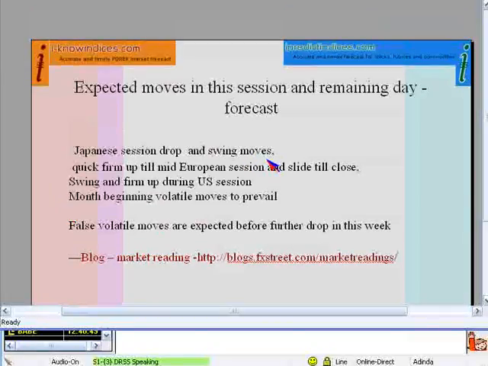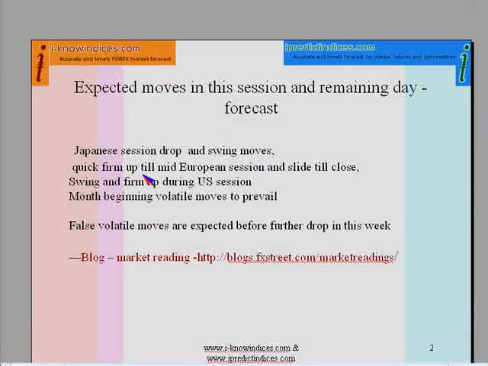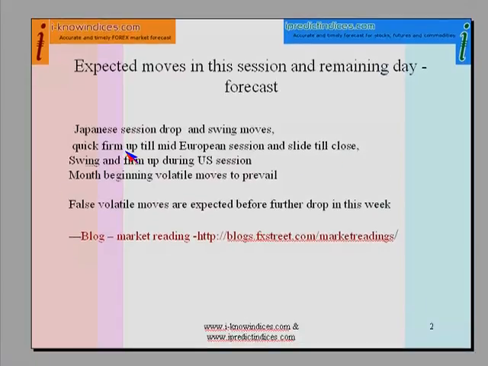So Japanese session drop and swing moves, quick firm up till mid-European session and slide till close. Swing and firm up during US session. These are all part of month beginning volatile moves. And subsequently, after the false volatile moves, we are expecting a drop in the case of Euro and GBP till 11th of November. And subsequently, you'll find Euro and GBP will gallop like anything.